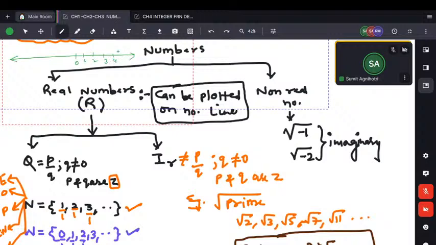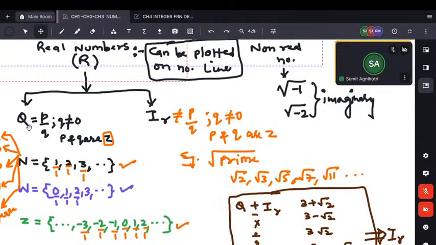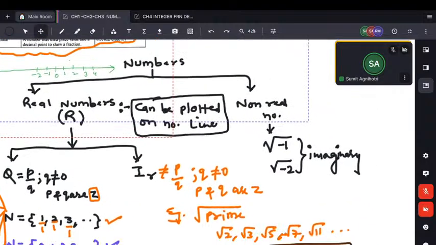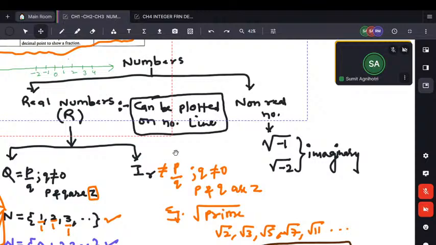That means you can even plot natural numbers that go from 1 to infinity. You can plot whole numbers that go from 0 to infinity. You can even plot negative values. That means you can plot integers as well. And not only this, you can even plot 0.5, you can even plot 1.5. That means you can plot rational numbers as well. In fact, you can plot all irrationals as well. Root 2 can be plotted there.